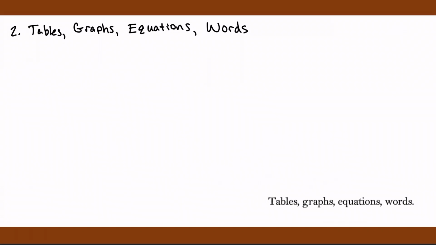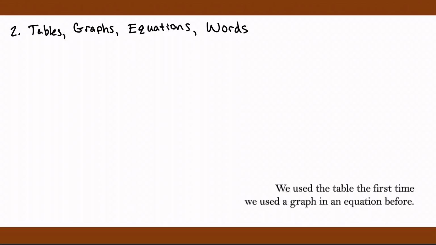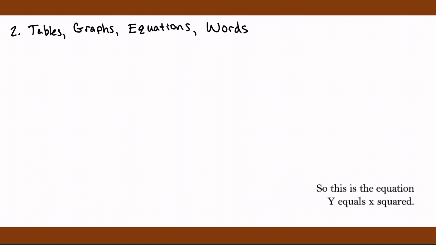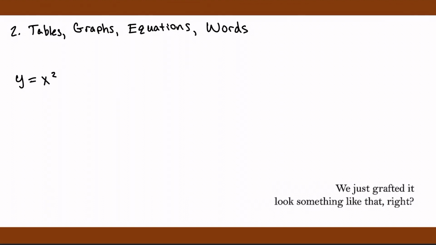Section 2: tables, graphs, equations, words. I really just want to say that we can use all 4 of these things to describe math. We used a table the first time. We used a graph and an equation before, so this is the equation, y equals x squared. We just graphed it. It looks something like that, right?